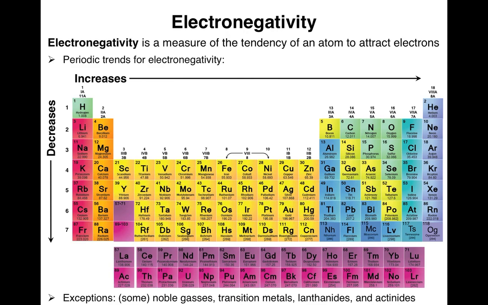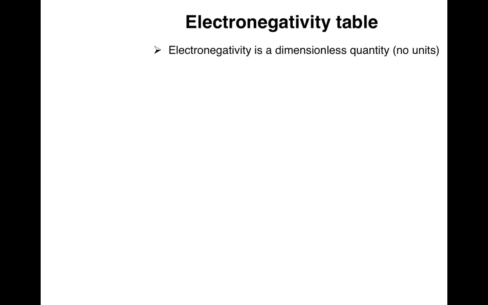Noble gases that do not readily form compounds, transition metals for which the electronegativity varies relatively little, as well as F-block elements, the lanthanides and actinides, that generally have complex chemical properties. Electronegativity is a dimensionless quantity, meaning that it has no units. It is a property of a chemical element.